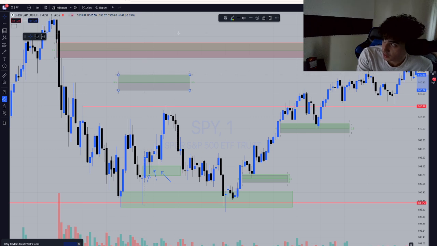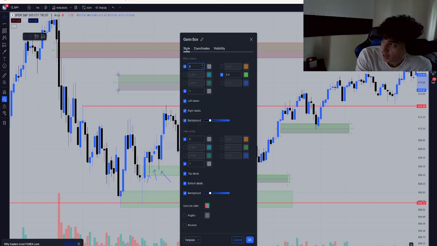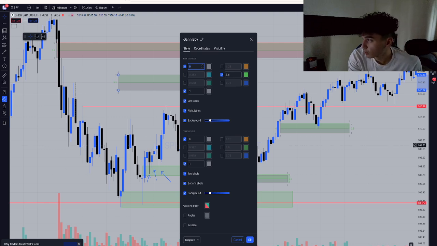And when you do have this extended out, you're going to go to the top where it says Settings here. You're going to go to Style, and I want you guys to only mark out 0, 0.5, and 1. Those are the only ones that I want you guys to have marked out. And then for time levels, only 0 and 1. Okay? So pretty much just copy exactly what I have here. If you'd like, you can change the colors or whatever the case may be, but this is what I want you guys to start with.